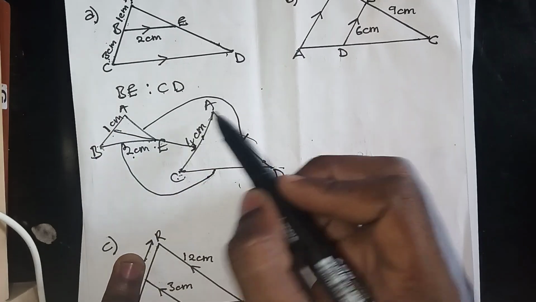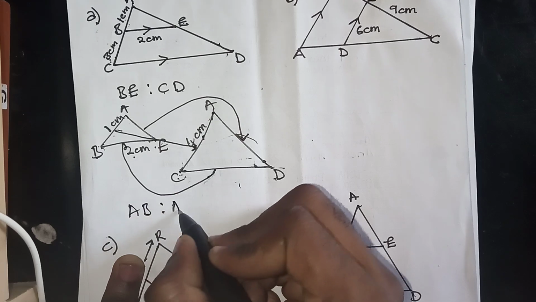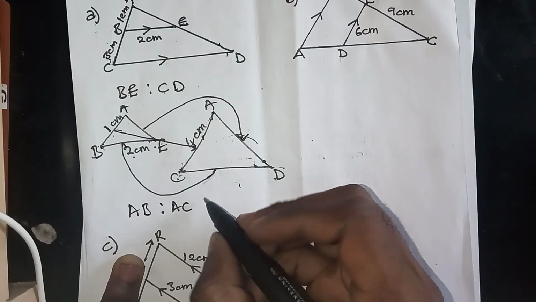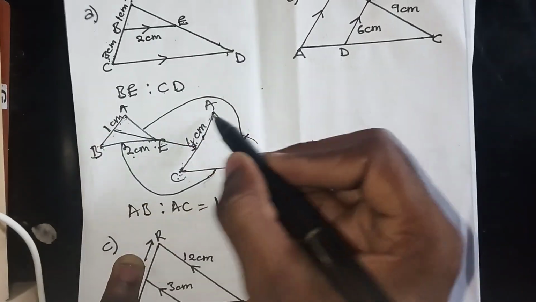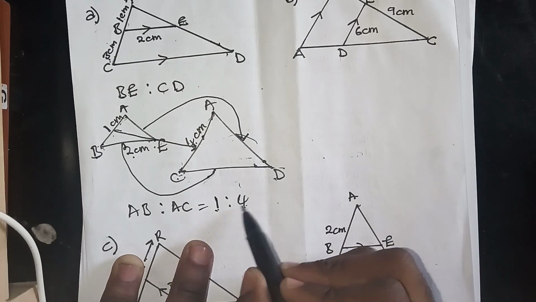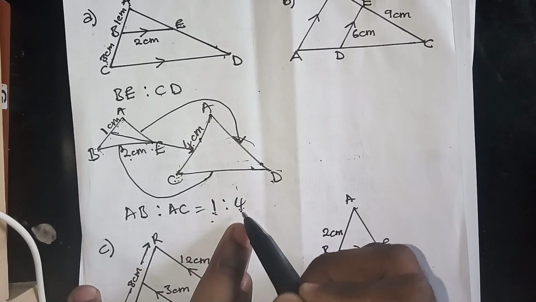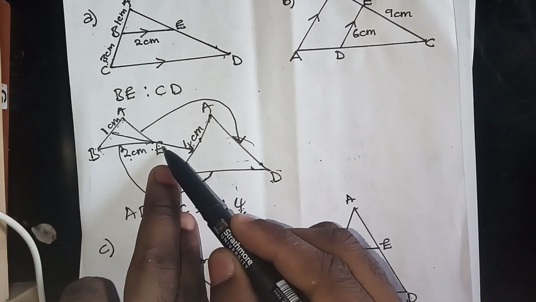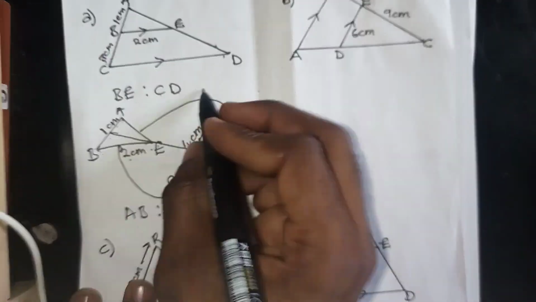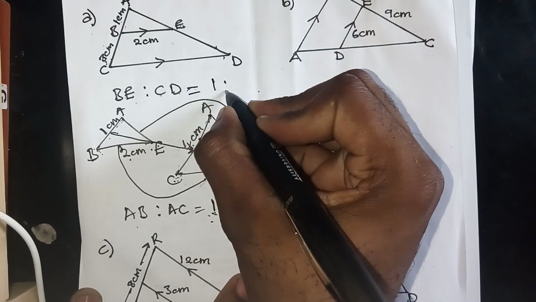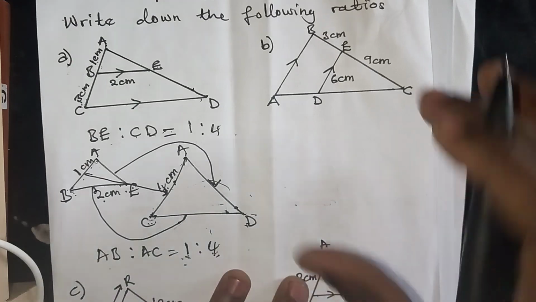Like you have AB to AC. So AB to AC, this is 1 to 4. That is 1 to 4. So if this ratio is 1 to 4, then the ratio of BE to CD is also 1 to 4. And the ratio of AE to AD is equally 1 to 4. So that means this ratio here is 1 to 4. It's that easy. Let's look at the next one.